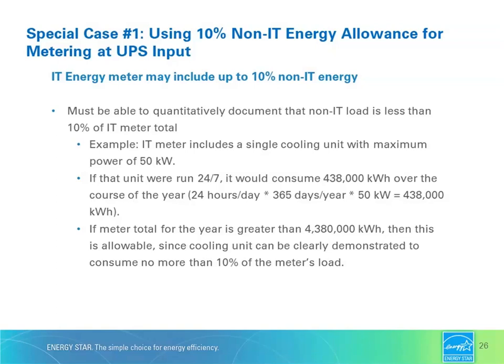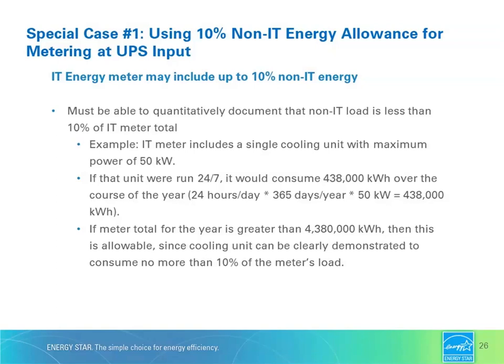So for example, let's say you have an IT energy meter that captures only IT equipment, except for a single cooling unit, and let's say that cooling unit has a maximum power draw of 50 kilowatts. In order to quantitatively demonstrate that this cooling unit accounts for less than 10% of the energy included on that meter, you would need to show what the theoretical maximum amount of energy that unit could have used would be, and then demonstrate that that's less than 10% of what was metered.